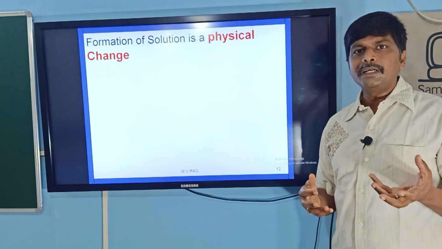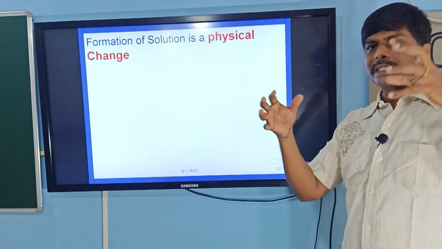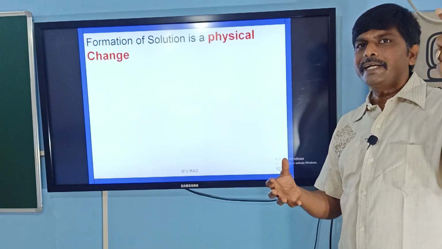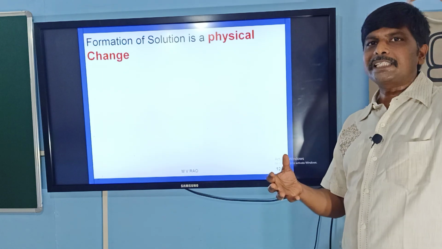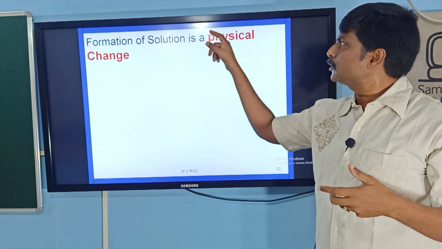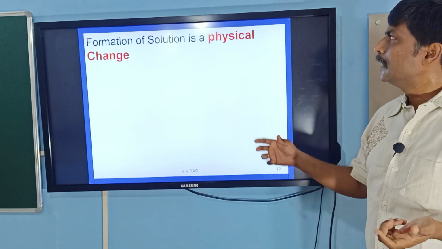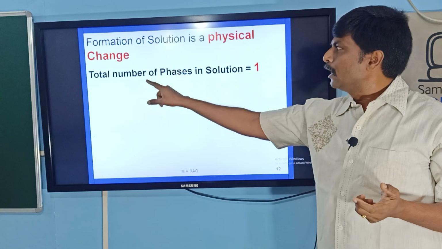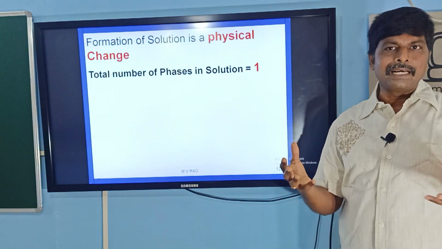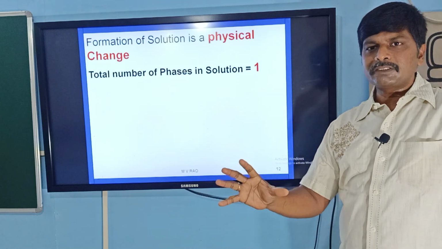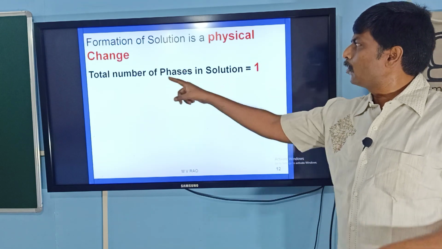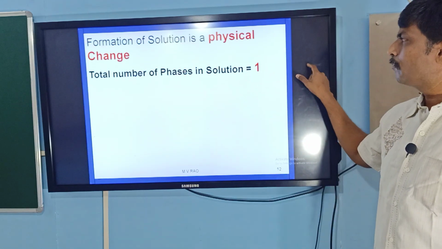Now you will see, formation of a solution is a physical change. I already told, a homogeneous mixture of two substances. You add some sugar in water, then there is no reaction between sugar and water. Just dissolution of sugar in water will take place. So it is only a physical change. Total number of phases in a solution is 1. Before mixing, sugar is 1 phase, water is 1 phase. After mixing, you can see only 1 phase, a single phase. Total number of phases in a solution is 1.